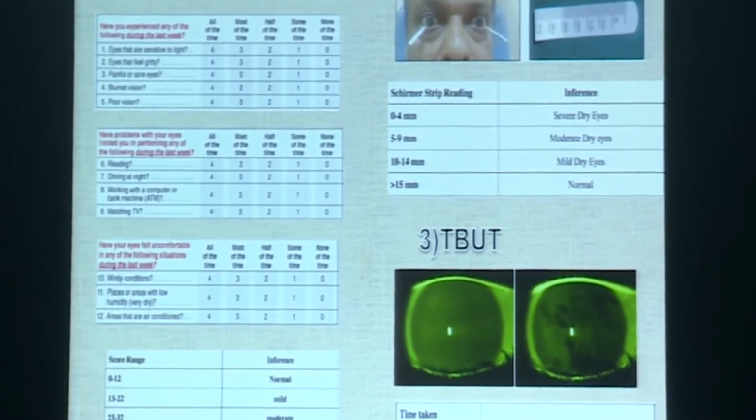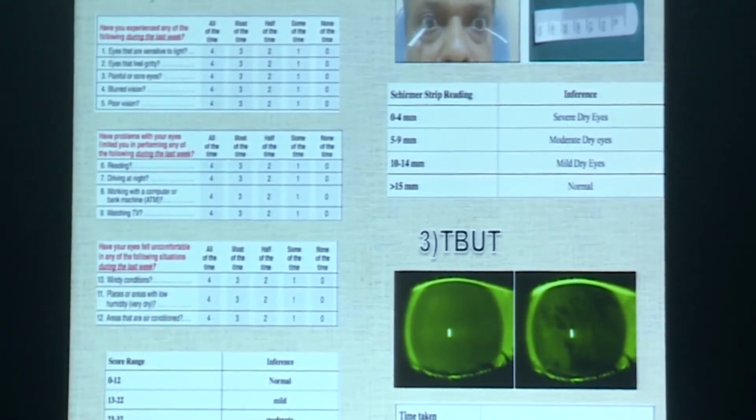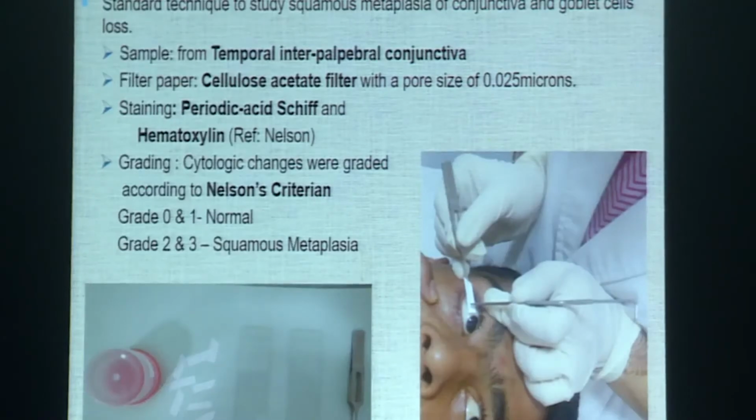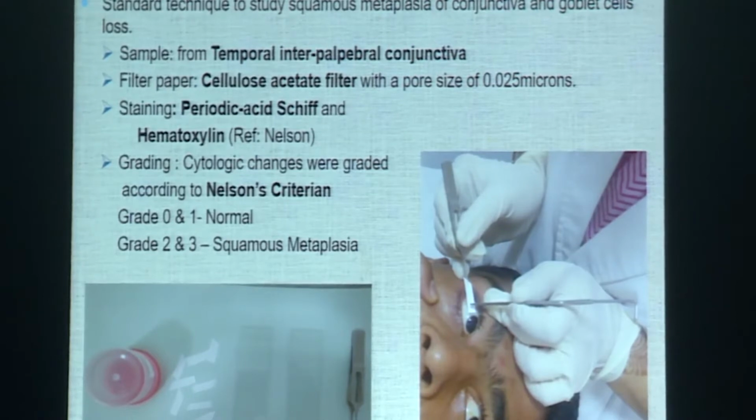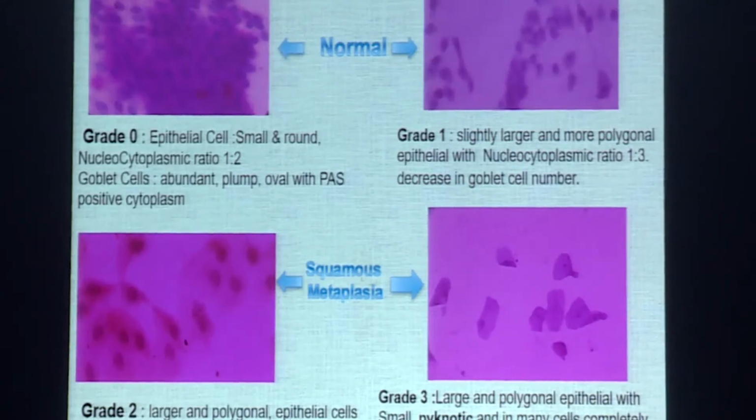Now for evaluation of tear function, there was OSDI, the ocular surface disease index. I need not go into detail of these things, it's all general. So Schirmer's test, tear breakup time, and to compare the ocular surface, I did the impression cytology. It was done from temporal interpalpebral conjunctiva, and the grading was done according to Nelson's, and the staining was done by periodic acid Schiff and hematoxylin. Nelson's grading has 4 grades, based on the nucleocytoplasmic ratio and presence of goblet cells.